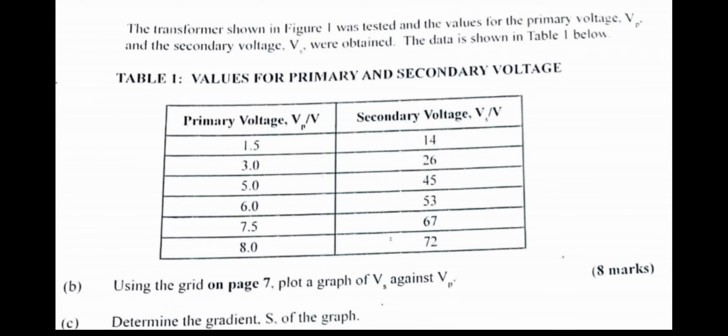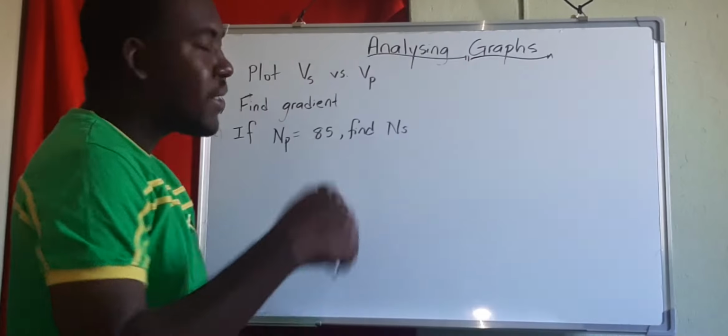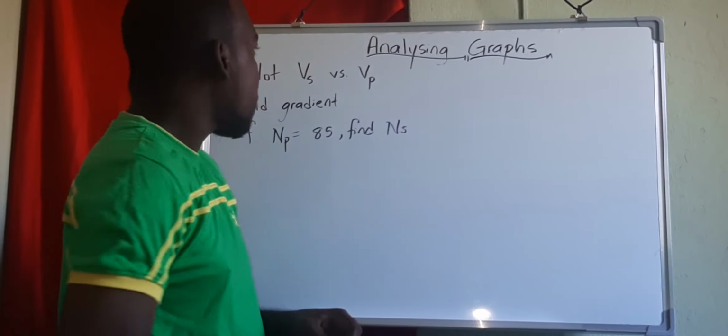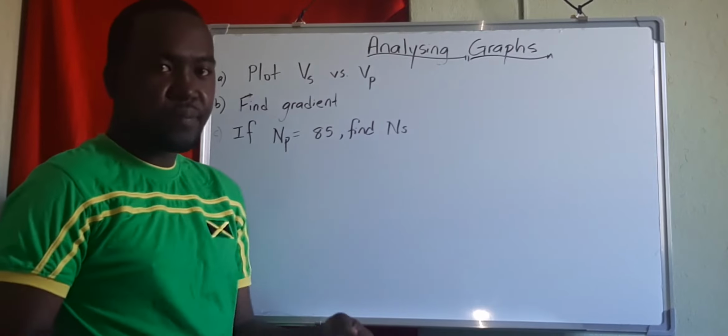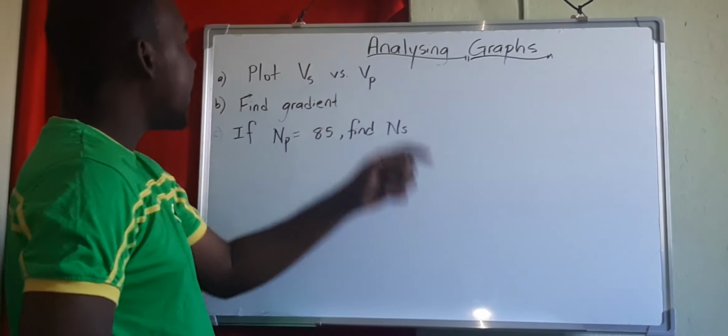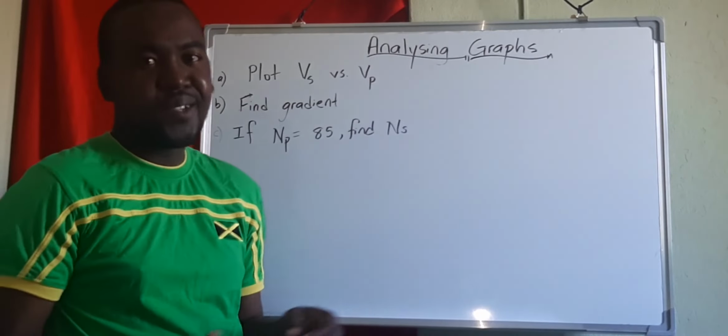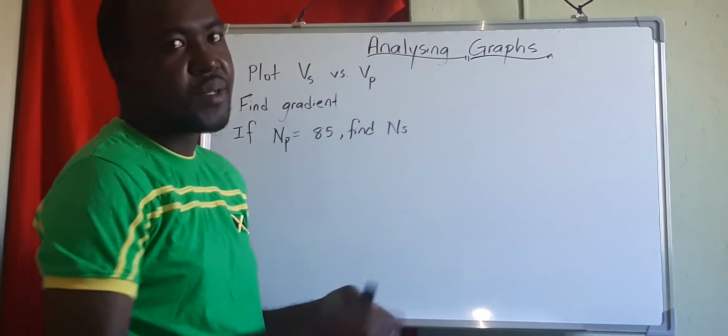All right, guys, so the question will be posted here, but this is just a summary of what we'll be looking at. Because remember, we're just analyzing graphs, we're not drawing the graphs, right? Because I'm expecting that you should know how to draw graphs by now. If not, then you can leave a comment down below so I can do one on drawing graphs itself, right? So they got a table, and they were supposed to plot Vs against Vp for a transformer, right?